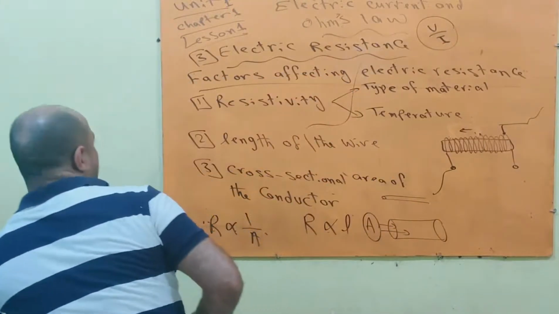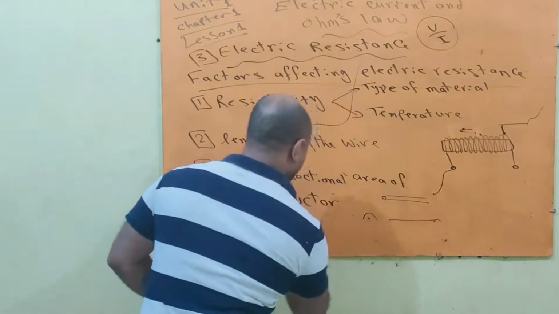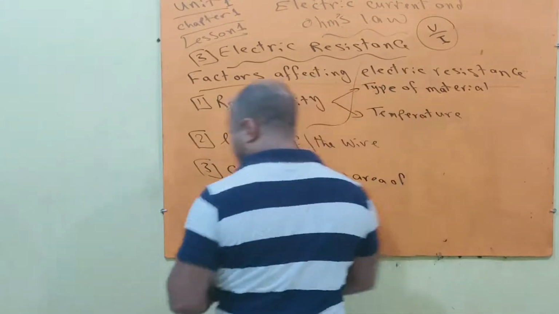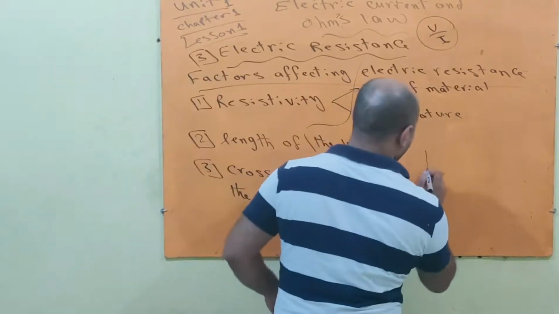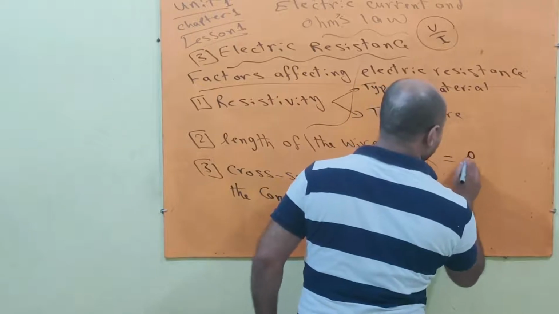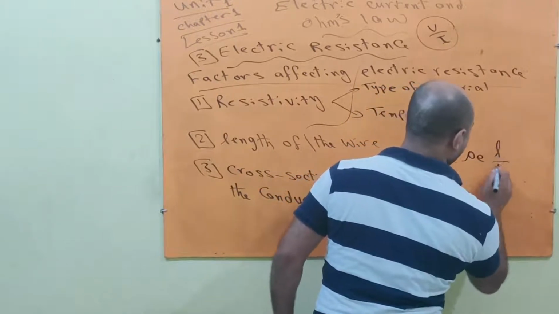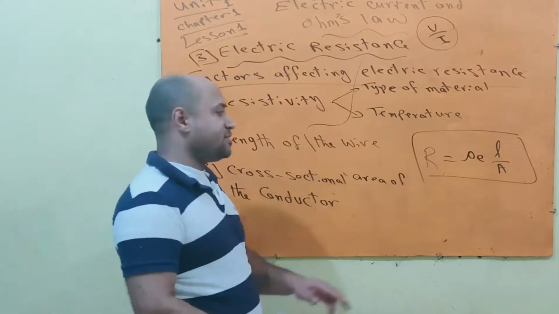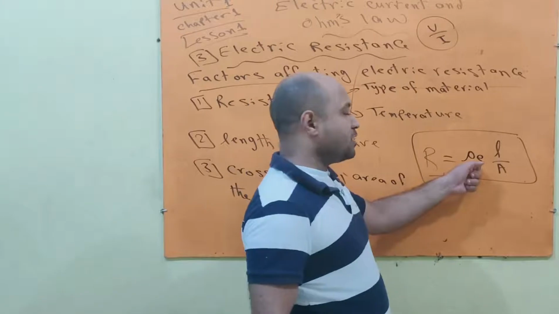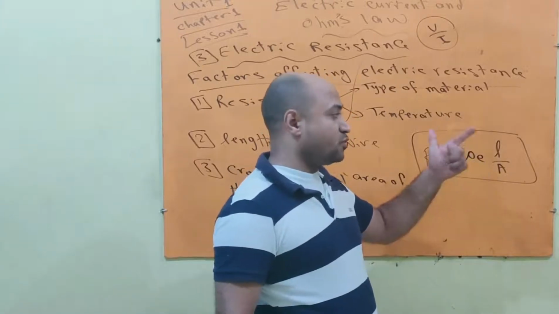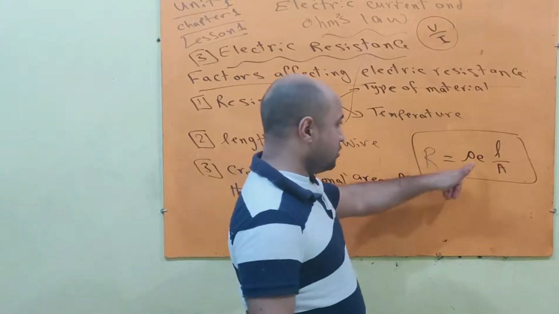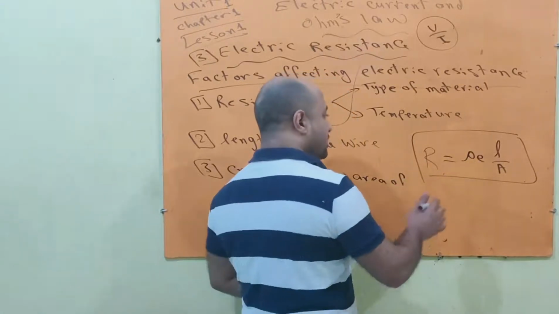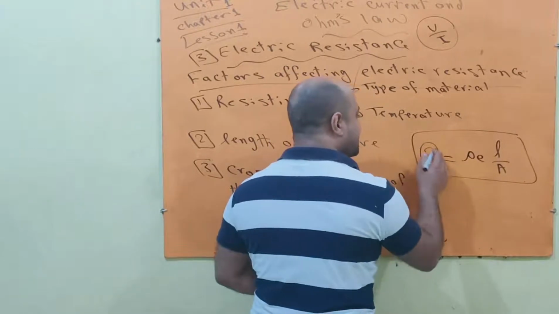From these factors, we can conclude the law of resistance: R equals ρ L over A. So if I ask you the factors affecting the resistance of a conductor, number one, resistivity of the conductor, which depends on two factors: type of material and temperature. By increasing the temperature, the resistance increases.